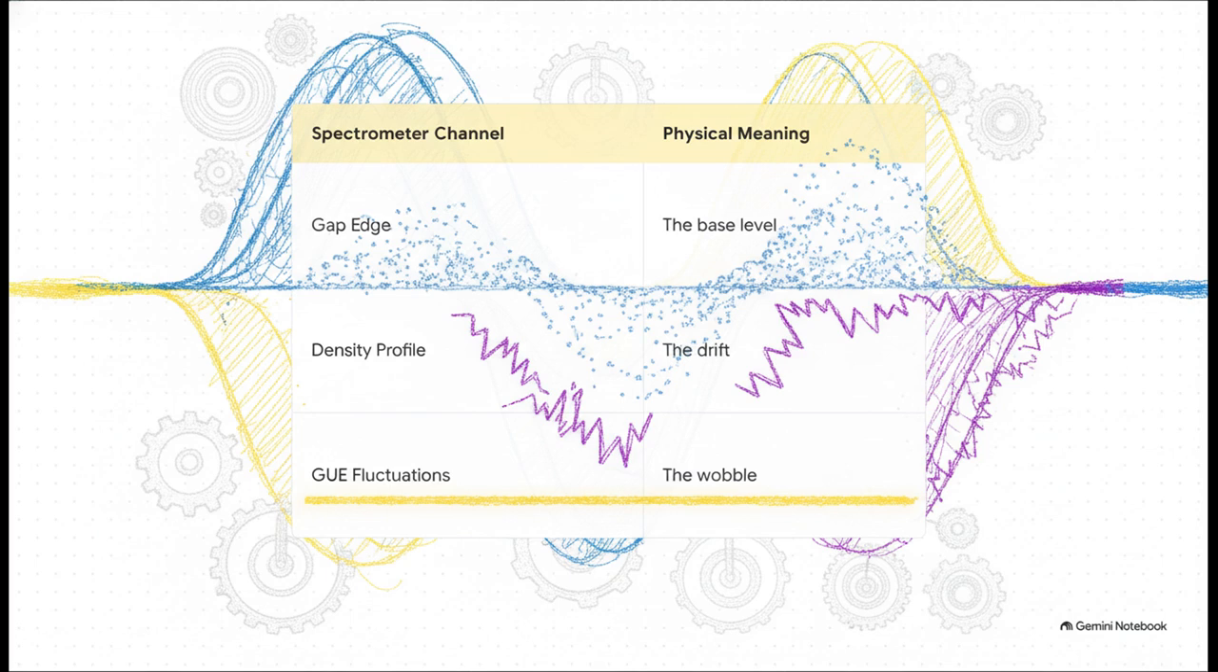The base level measures the gap edge, the exact boundary of the zero. As the beat climbs, the drift maps perfectly to the density profile of the zeros. And that slight wobble you see, that is a direct measurable readout of the quantum-like GUE fluctuations, the chaotic ripples in the data. The gap itself is literally the mechanism of the clock, and the rhythm it generates reads out the most incredibly complex spectral features of the primes in absolutely perfect detail.